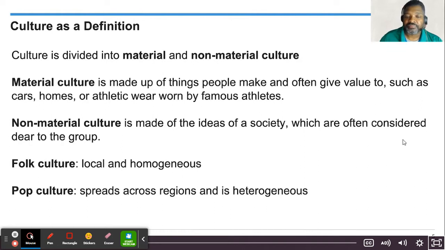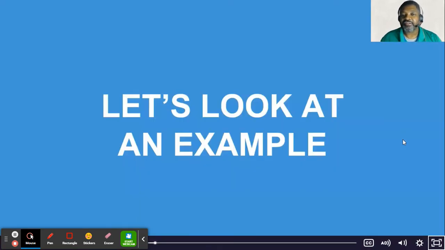Folk culture. These are local and homogeneous, usually staying within the region. Pop culture spreads across large swaths of a region, is often a heterogeneous group of people that consume this type of culture, and it is also widely diffused at the same time. Let's look at an example.